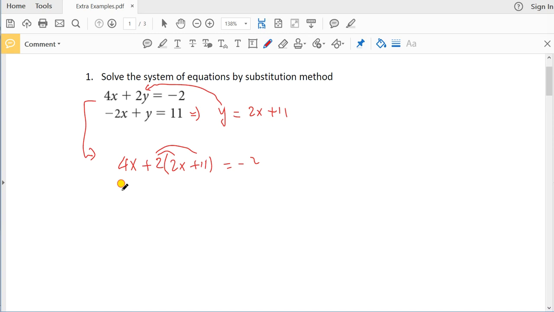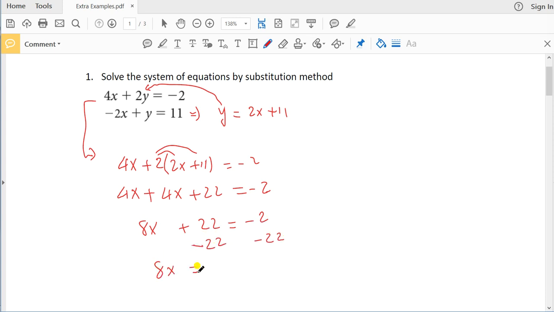You can first do simplification. 2 times 2x, that is 4x, 2 times 11, that is 22, and that is equal to minus 2. And then combine the like terms here, 4x and 4x, that's 8x plus 22 equal to minus 2, and subtract 22 on both sides because you want to solve for x, that is minus 24, and dividing by 8 on both sides, you have x to be minus 3.